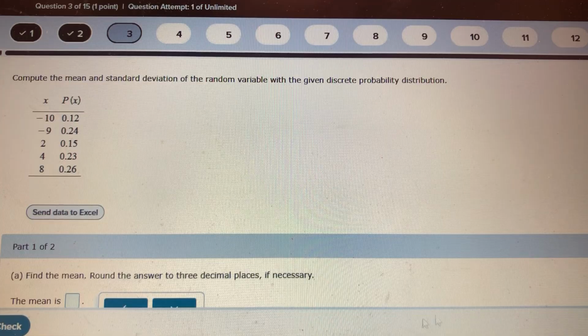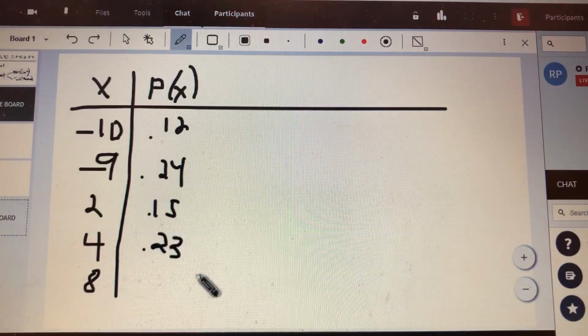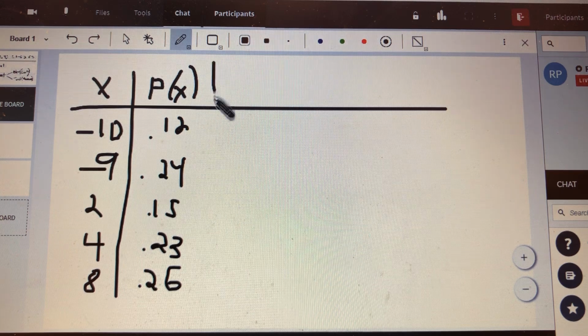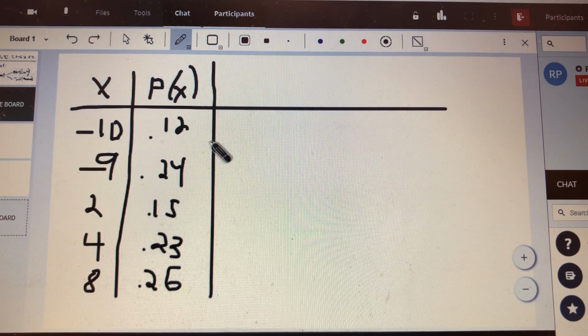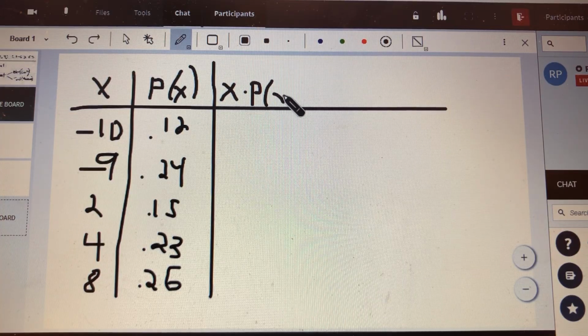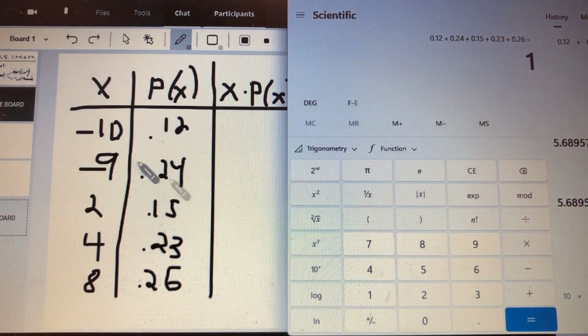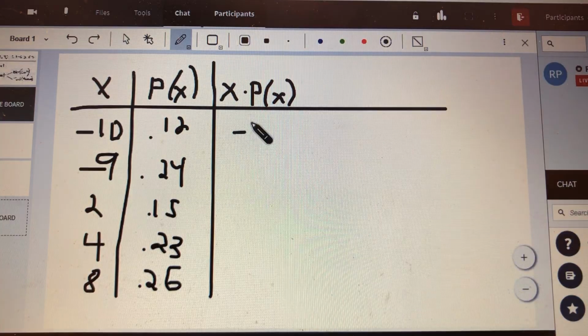and 0.26. So we make a third column, and in the third column you literally do x times the probability of x. You could do this with a plain calculator, just literally -10 times 0.12 is -1.2.